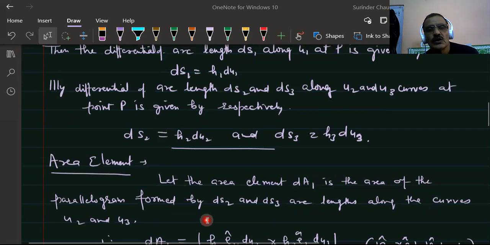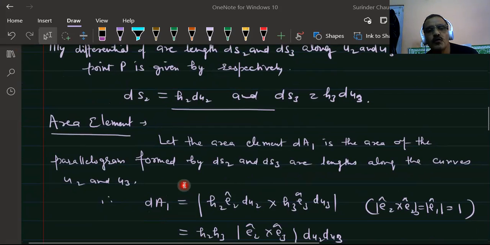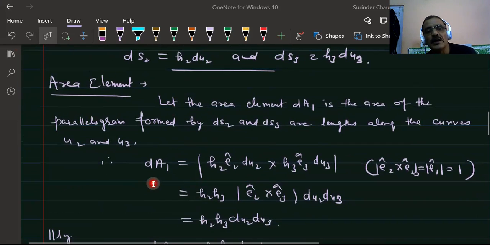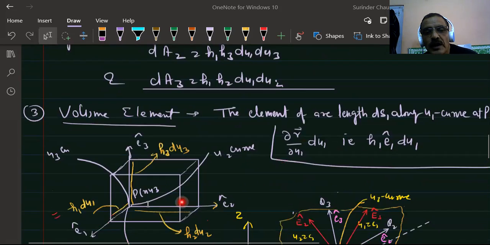Therefore, let the area element dA1 be the area of the parallelogram formed by ds2 and ds3, which are lengths along the curves u2 and u3. So this area is equal to the modulus of h2 e2 du2 cross h3 e3 du3.